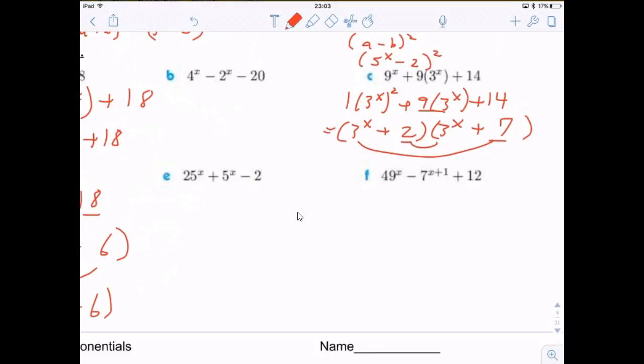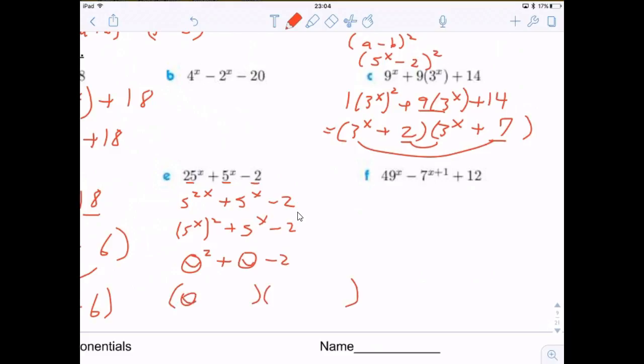All right, let's see. Last one. 25 to the x is equal to 5 squared to the x, and then plus 5 to the x and minus 2. 5 squared to the x is actually 5 to the x squared plus 5 to the x minus 2. And let's replace the 5 to the x with a happy face. So happy face squared plus happy face minus 2, we can factor that.